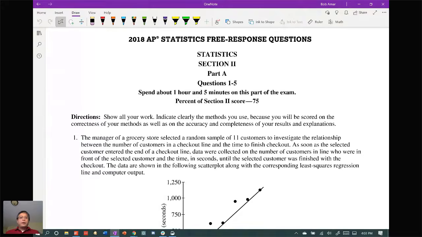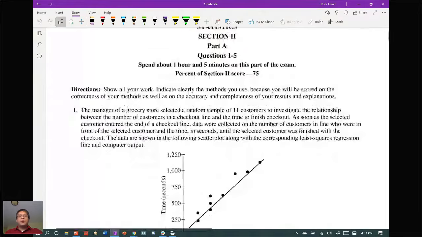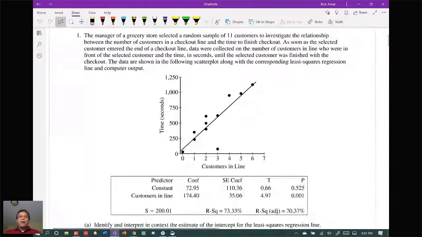So here's question 1. The manager of a grocery store selected a random sample of 11 customers. Sounds exciting. And they actually plotted how long it took them to check out against the number of customers in line at that time. Okay, and then they collected that data. They threw that all, it looks like, into Minitab is the format here that you're seeing, and they came up with these numbers. And you'll notice that there is no mention at all of a line other than the computer output. You're supposed to be able to reconstruct this computer output from the given information. So let's go ahead and make sure that we can do that.